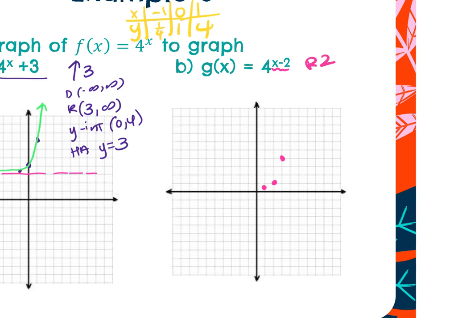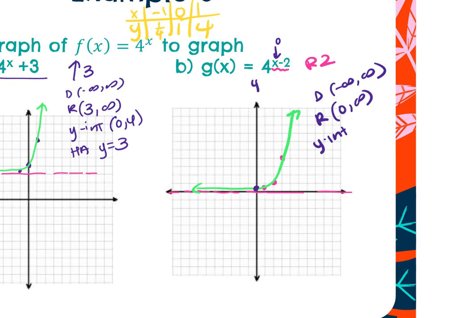Does a shift to the right move my horizontal asymptote? Nope, it's still at 0. Does it change the domain? Nope, negative infinity to positive infinity. Is the range changed from my parent function this time? No, it's still 0 to positive infinity. Okay, my y-intercept, I'd have to find it by plugging 0 in. So if I plug 0 in, I get 4 to the negative 2. What's that? Good. And my horizontal asymptote is still at y equals 0.